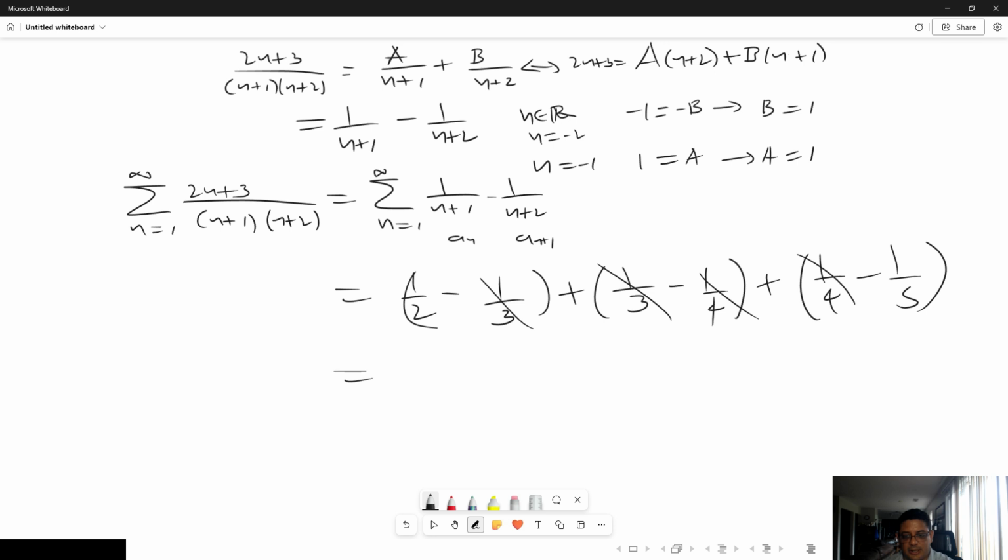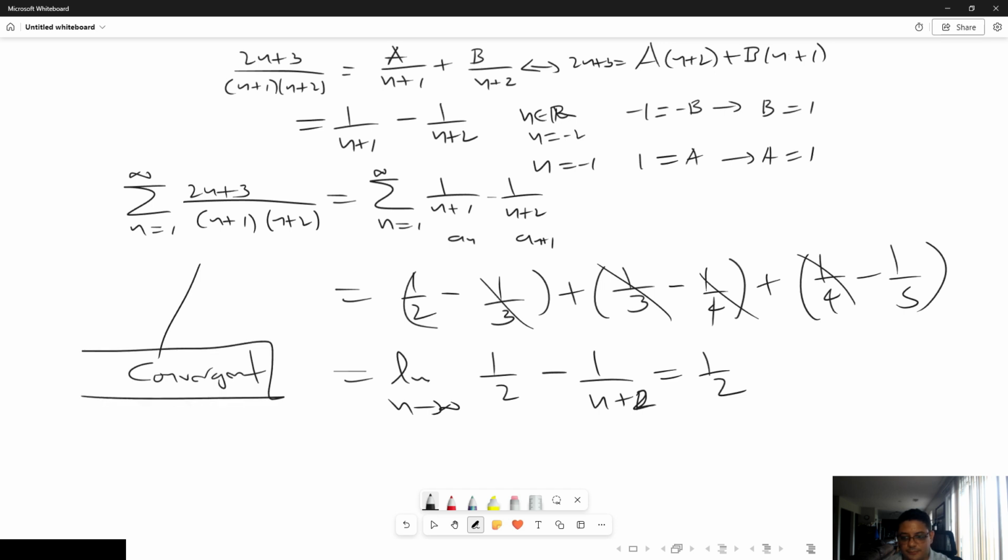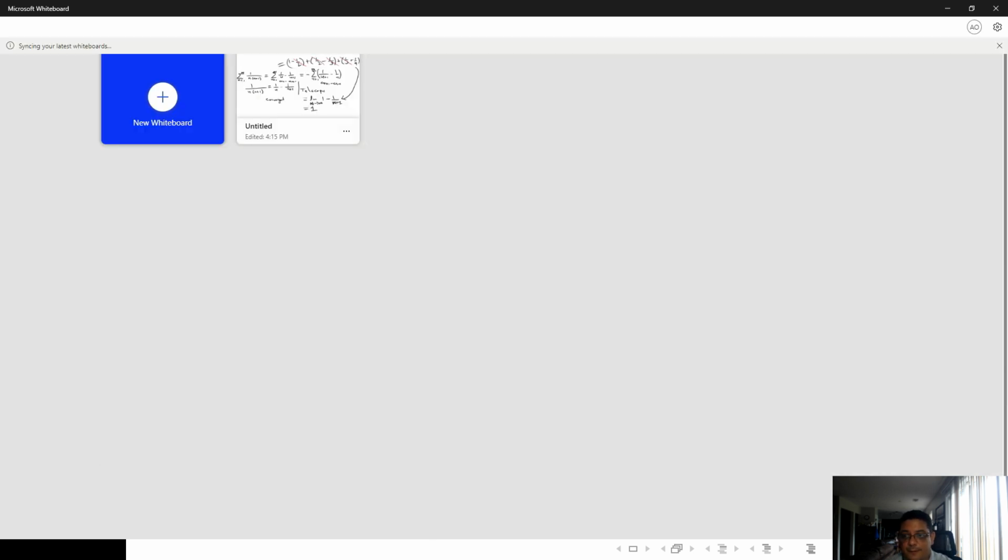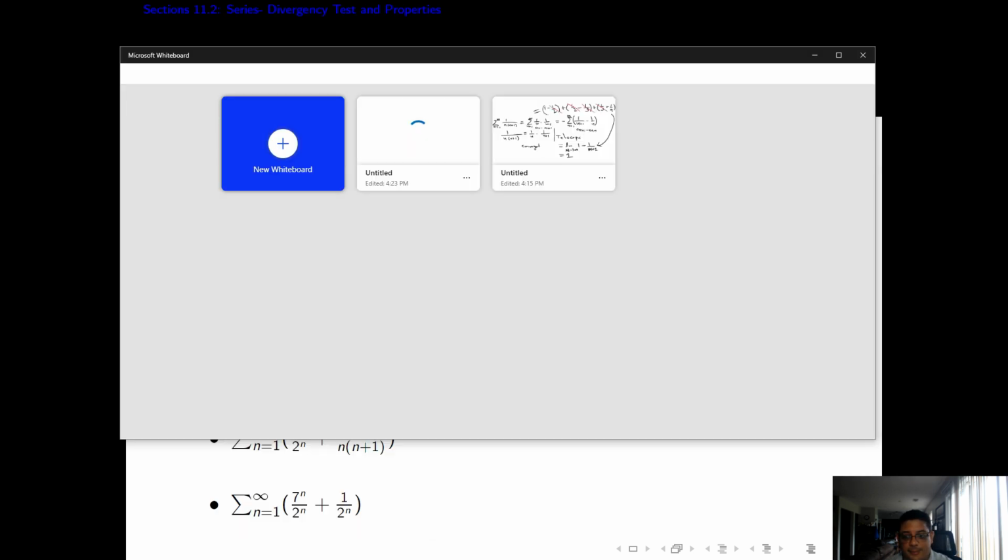And clearly, this is going to be equal to the limit when n goes to infinity of 1/2 minus 1/(n plus 2), since that is the last term. And this is just going to be 1/2. So this means that this is a convergent series. Okay, so that takes 4 out of 6 of the examples.